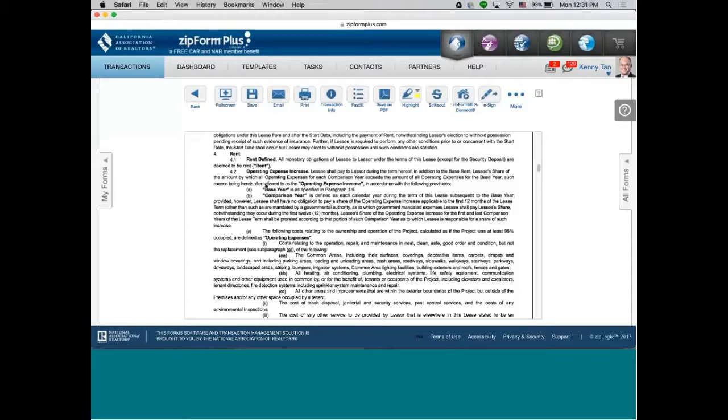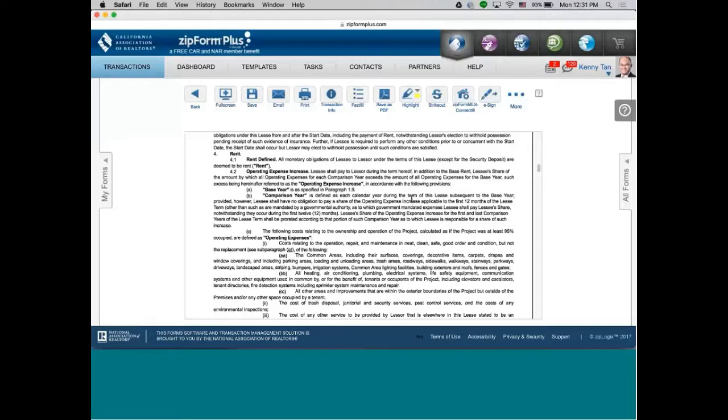Usually, the base year is the year in which the tenant signs the lease. If the tenant signs the lease in 2017, then the base year shall be 2017. Comparison year is defined as each calendar year during the term of this lease subsequent to the base year. So, if you sign the lease in 2017, making 2017 the base year, then 2018 will be the first comparison year. But there is nothing that prevents you from making 2016 the base year either.